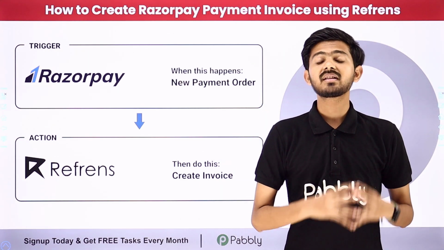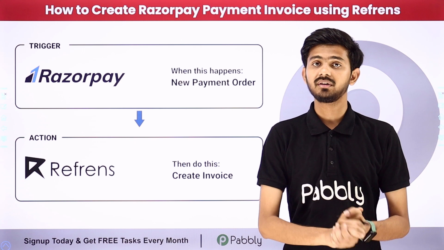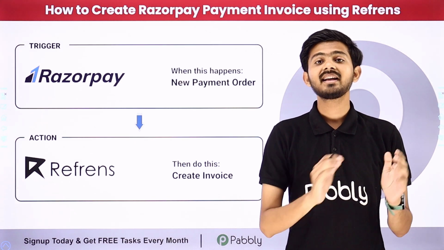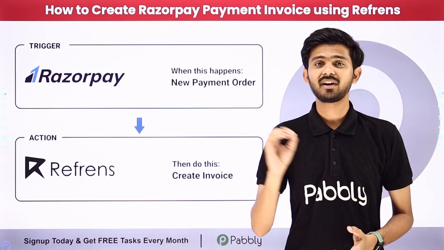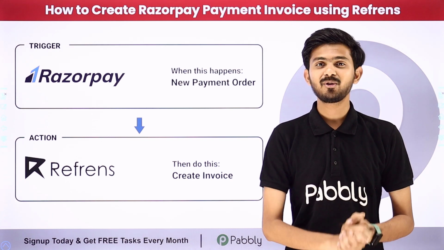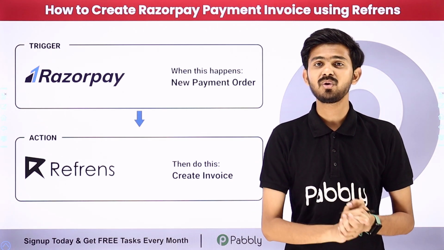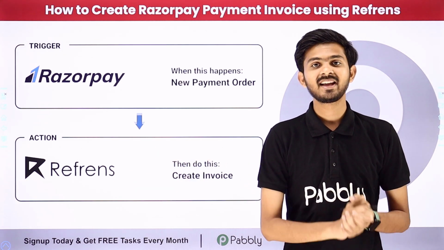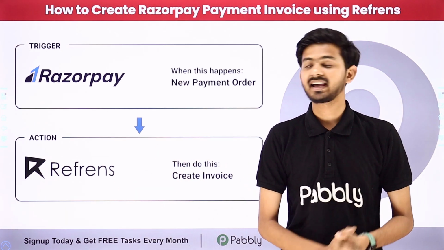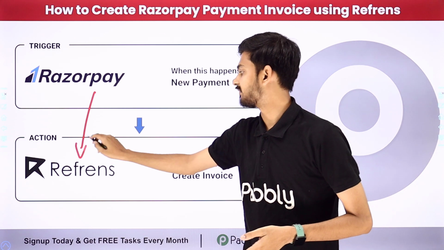So suppose we are using Razorpay for collecting payment for new orders, and here my objective is that whenever I'm going to receive a new payment for an order, then automatically I'm going to capture the detail of that payment and I'm going to use these payment details to create a new invoice by using Refrens. So for my objective, I have to build a connection between Razorpay and Refrens.